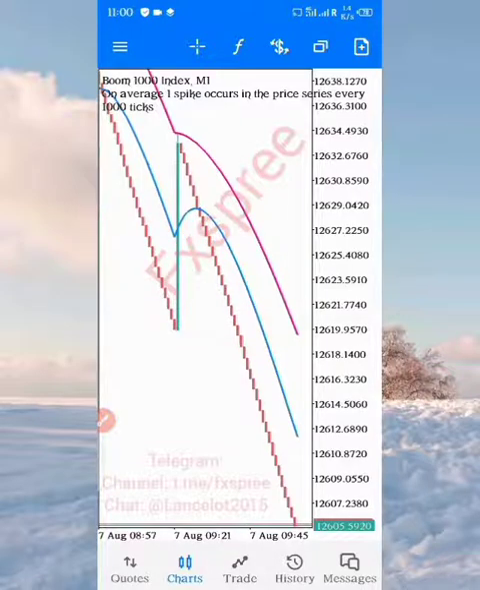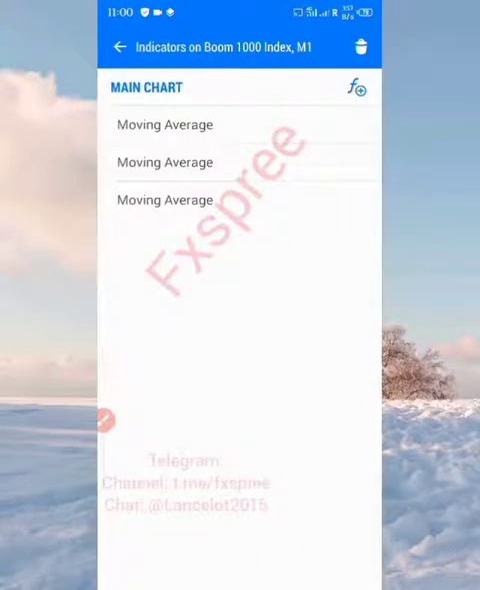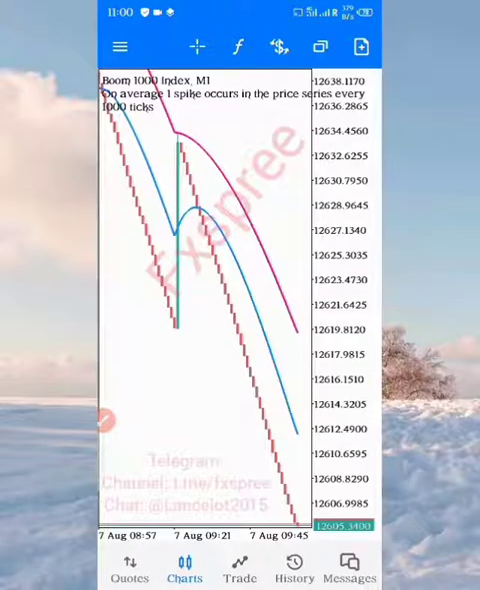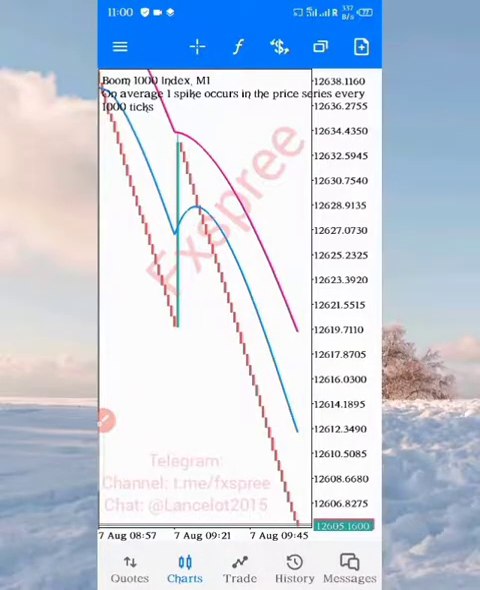Now you go to the F again at the top. Go to the second one. This is the 50 EMA. Take the screenshot. Use the color that you want. Then go to the top right hand side as well and tap Done. So you have the two lines. The color blue is the 21 EMA, and you have the 50 as the deep pink color, which is the 50 EMA. Now, I also have 200 there.